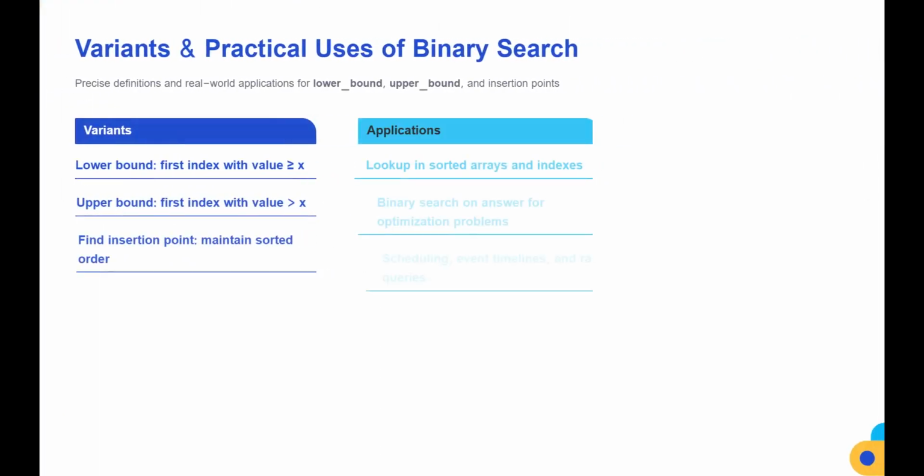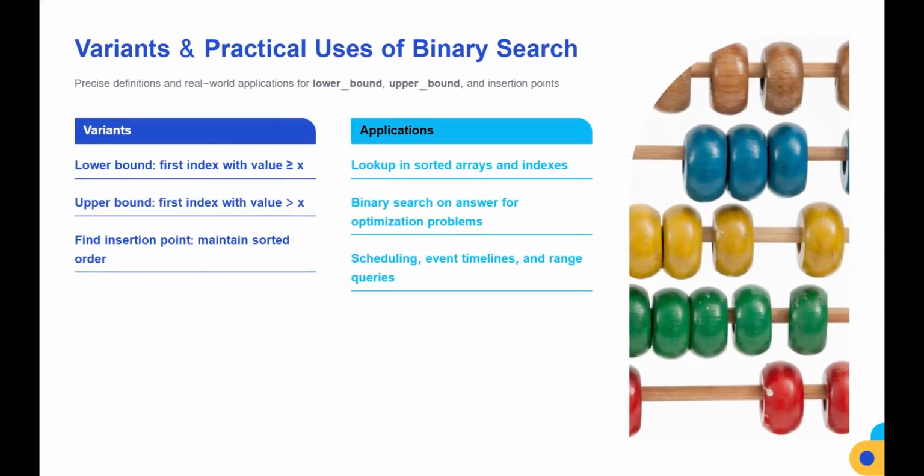And now variants and practical uses of binary search, where it is used. First one, it is used in sorted arrays and indexes. Binary search on answers for optimizing problems. It is used for scheduling, event timelines and range queries.